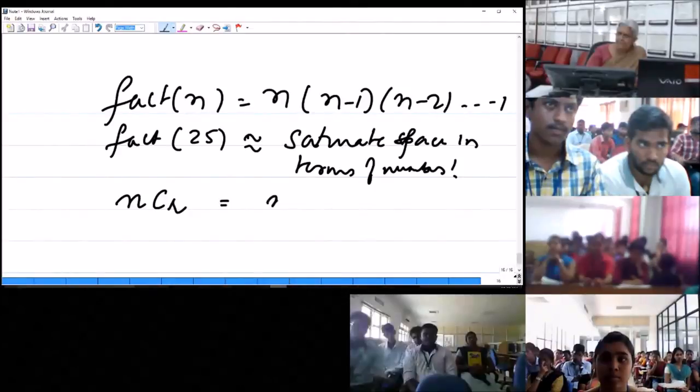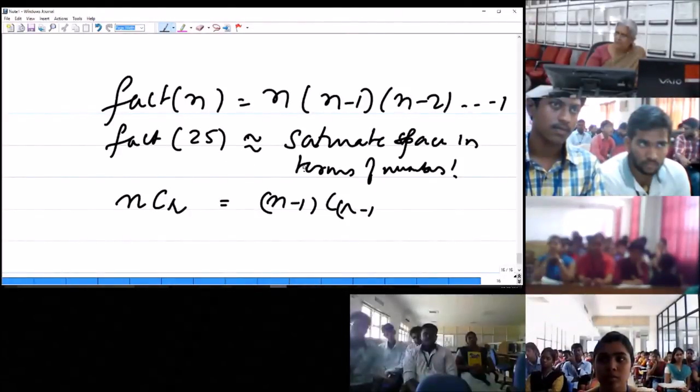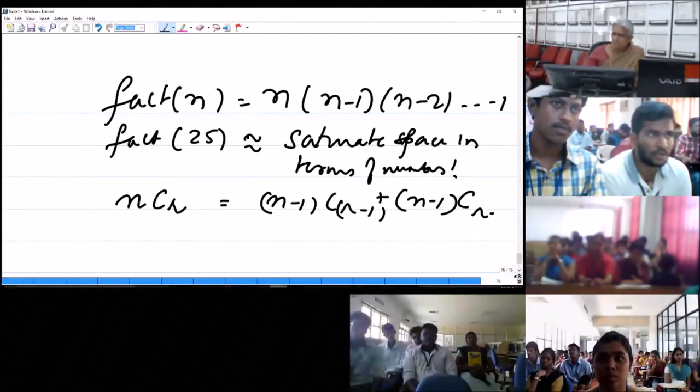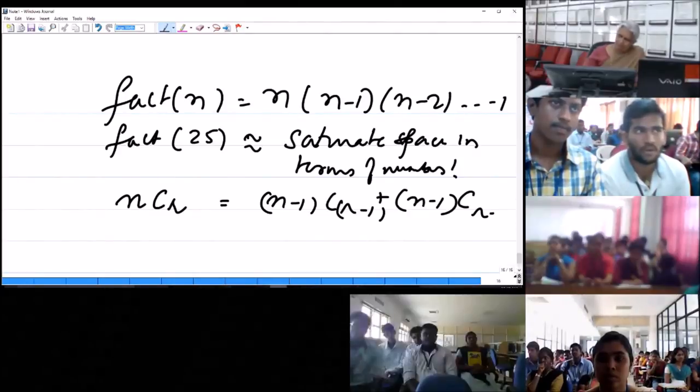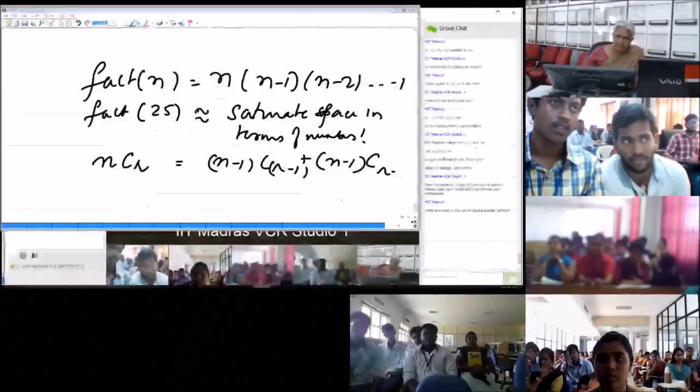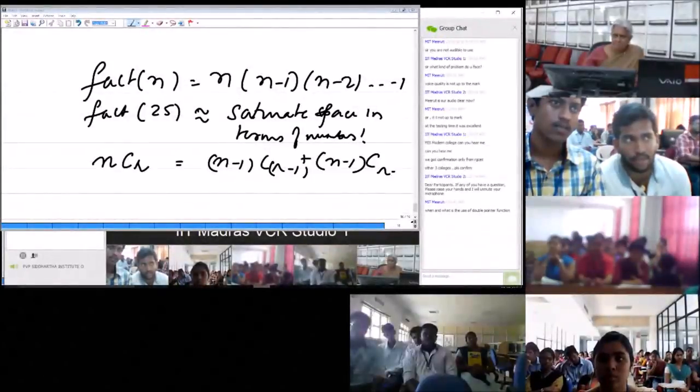nCr can be written as (n-1)C(r-1) plus (n-1)Cr. What's the advantage of this? Do you see any advantage? We can reduce the number. Factorial of 25 takes more time.